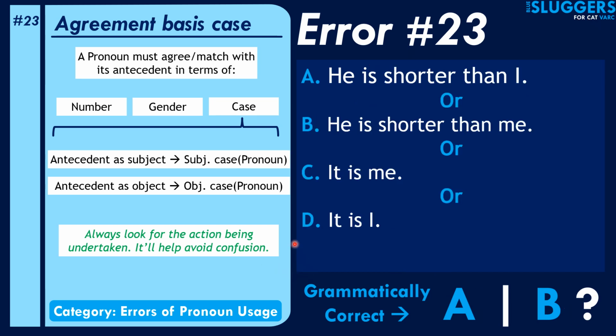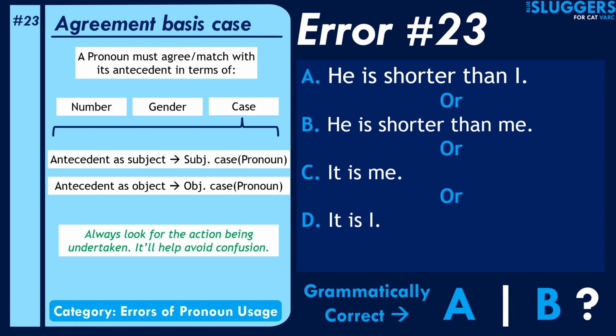Let's look at a few more examples. "He's shorter than I" or "he's shorter than me." Which one do you think should be correct? Again, look at the action. Well, in this case, it is just a state of being, right? It's just about being shorter or not being shorter. So, he is shorter than I.